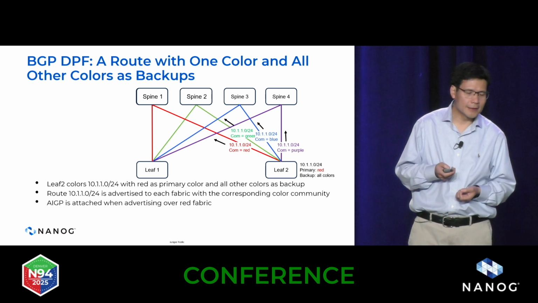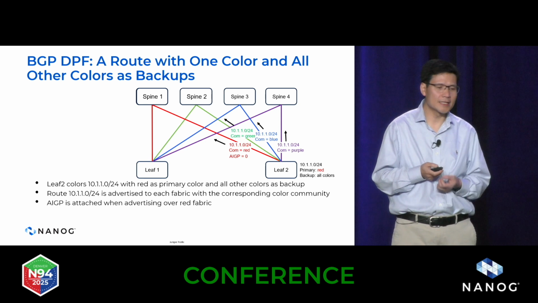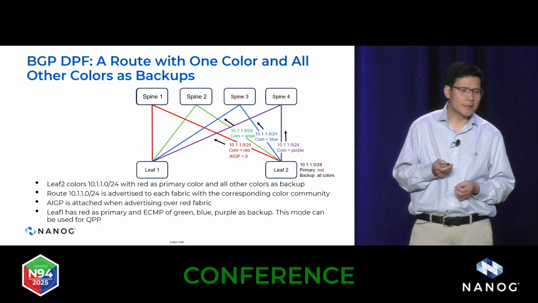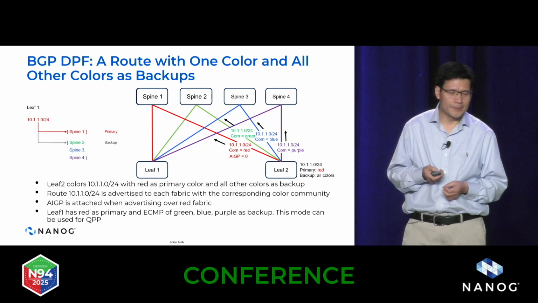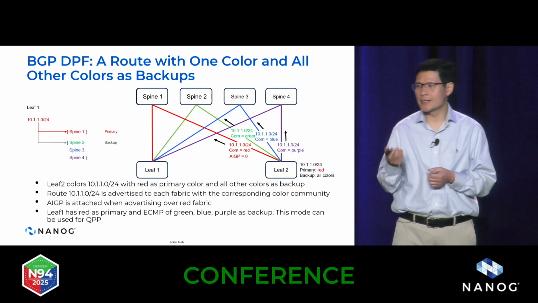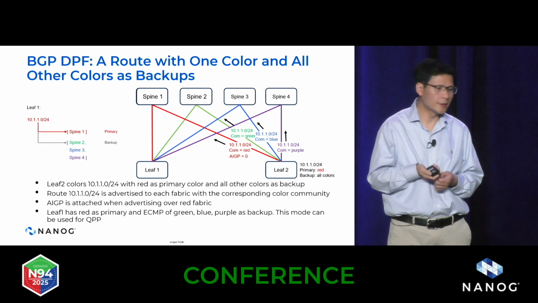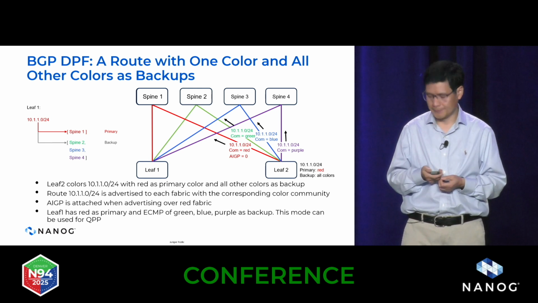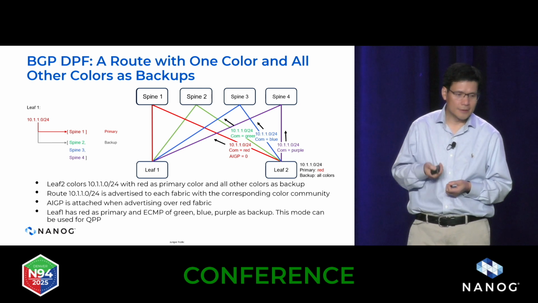In addition, we also put an AIGP of 0 on the primary path. So once this route is received by the ingress on NIF1, you will have a primary path as red, and you will also have backup paths of green, blue, and purple. So why do we need to do this?